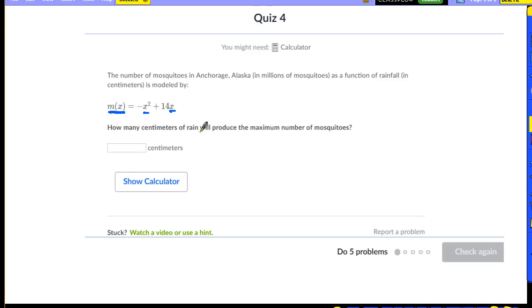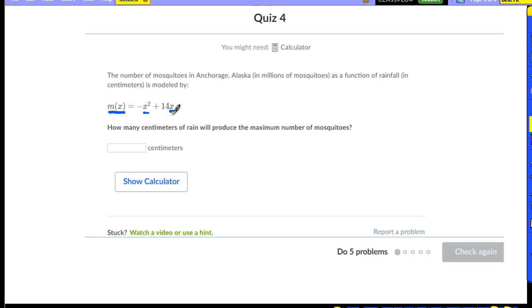just how many centimeters of rain will produce the maximum number of mosquitoes. So all we have to do is find the x value, or the amount of rain that produces the maximum number of mosquitoes. We do not need to say how many mosquitoes. And by the way, if we got the number of mosquitoes, it would be in millions. The amount of rain will be in centimeters, so this will be the number of centimeters.